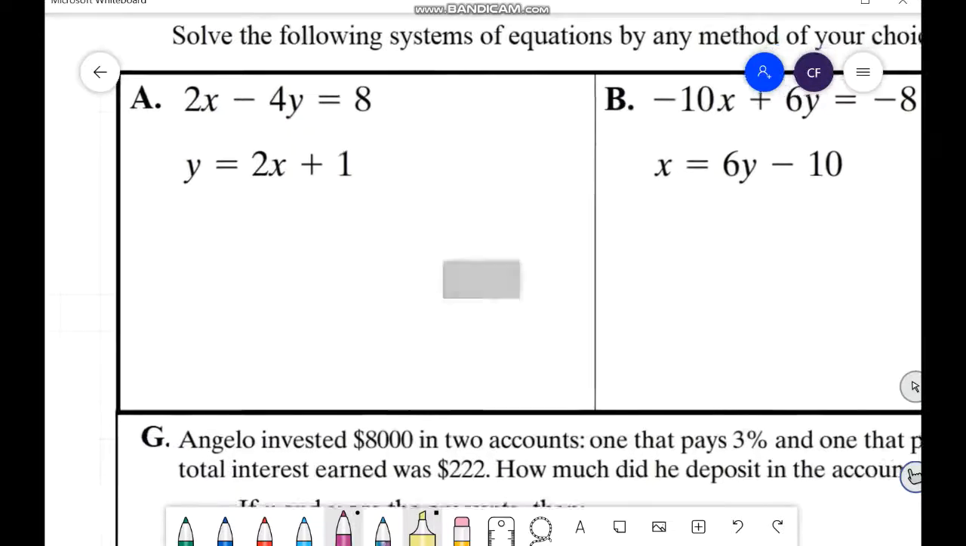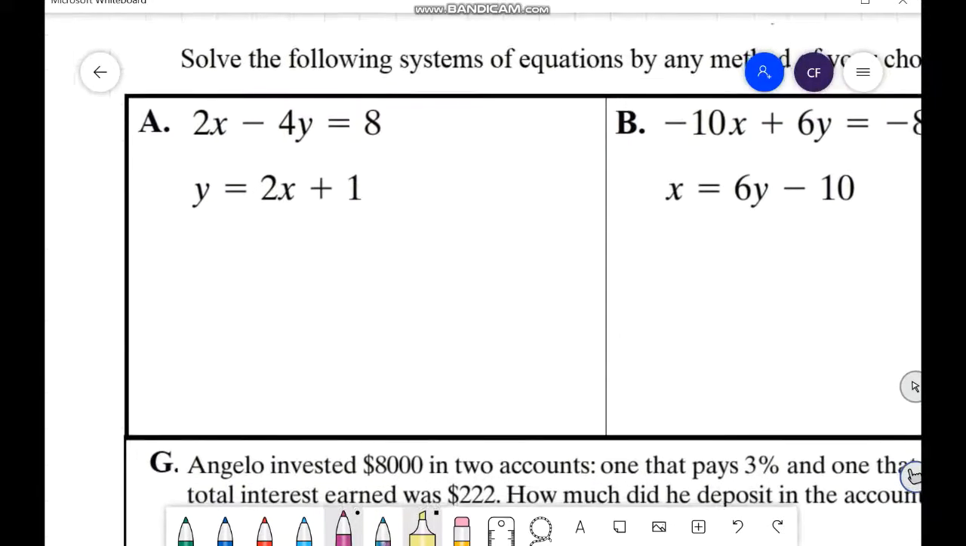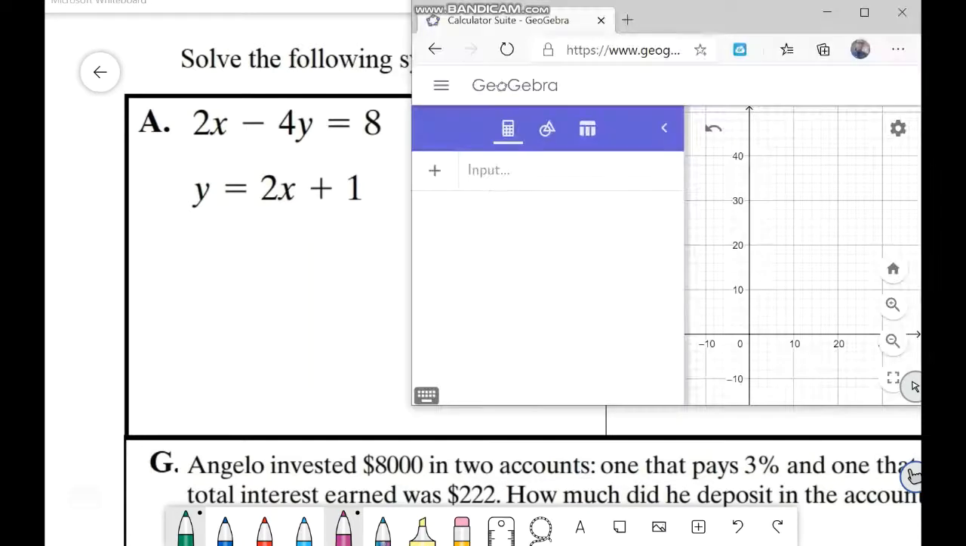Let me zoom in a little bit more. You're going to solve letter A. Any suggestions? Substitution, addition, graphing. Let's work on graphing. Thank you, Timothy. Graphing is the easiest one, I think.